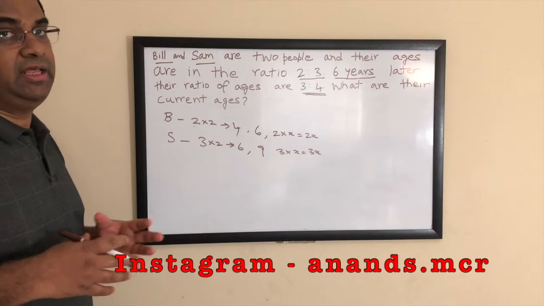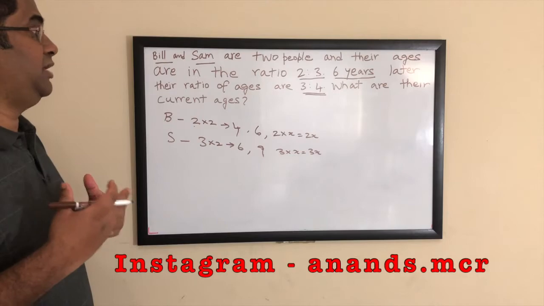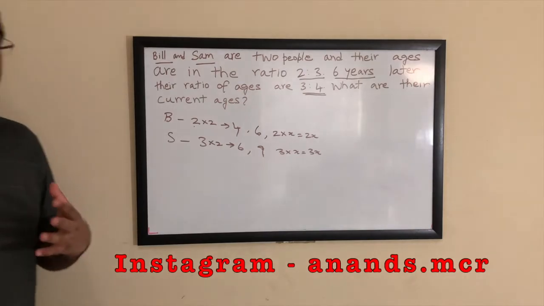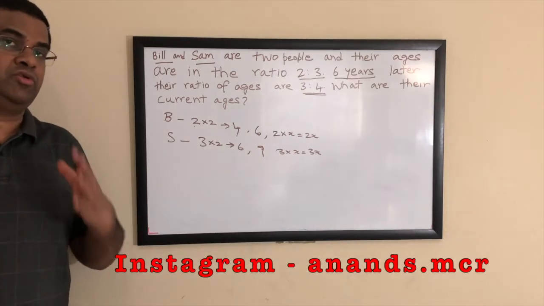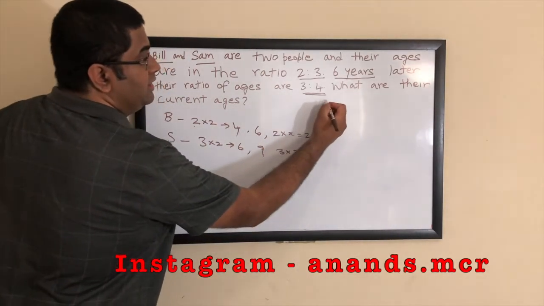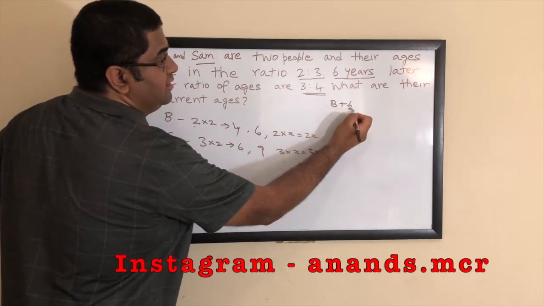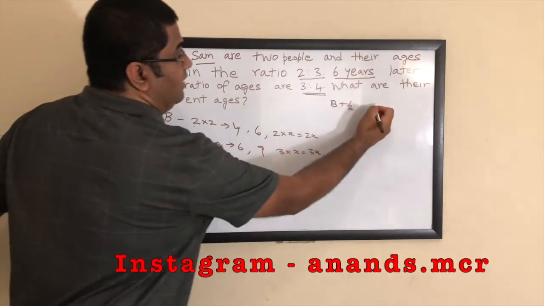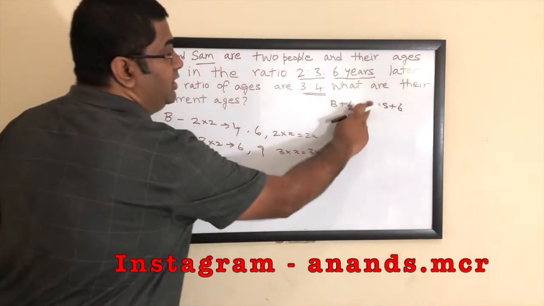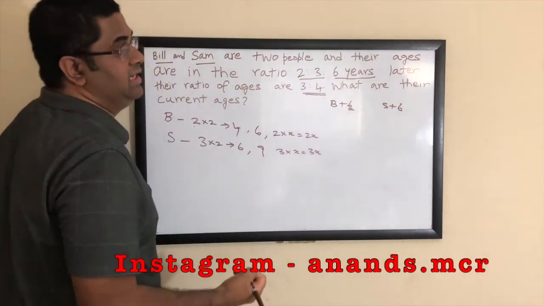Now let us look at the second piece of information that has been given in the problem. 6 years later, their ratio of ages are 3:4. So friends, what happens 6 years later? Bill is going to grow older by 6 years and Sam is also going to grow older by 6 years. So 6 years later, Bill will be B plus 6, that is, I have added 6 years to his age. And Sam will be S plus 6.